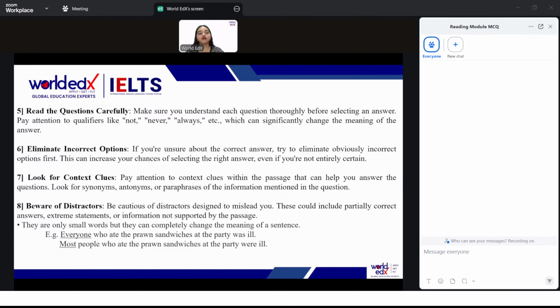For example, if you look over here, everyone who ate the prawn sandwiches at the party was ill. Most people who ate the prawn sandwiches at the party were ill. Now, if you look at the question, the words everyone and most people change the meaning. Everyone means everybody who ate the prawn sandwich fell sick. But when you read the next one, it says most people. So there are some exceptions, people who did not feel indisposed and were fine after eating the sandwich. So you have to pay close attention to the words, because at times the word changes meaning.